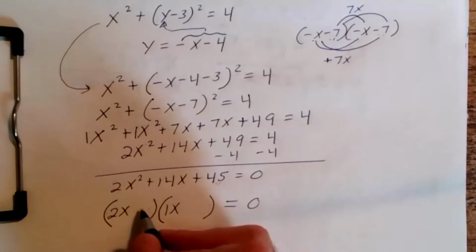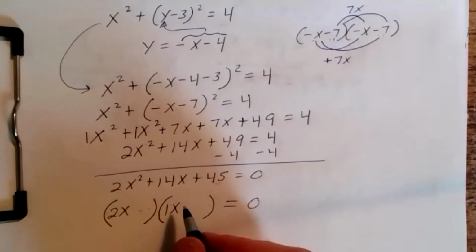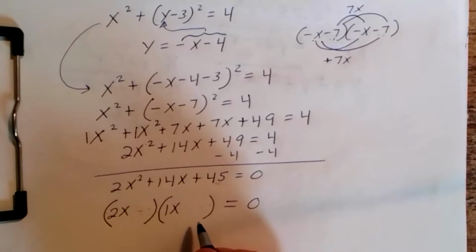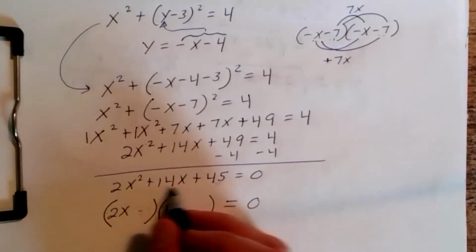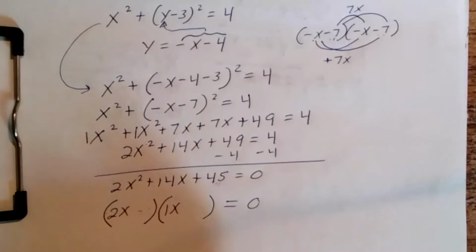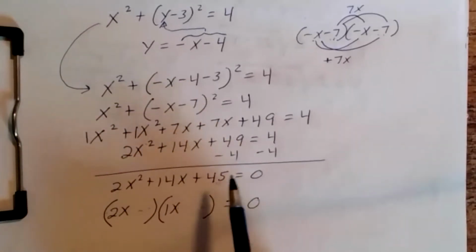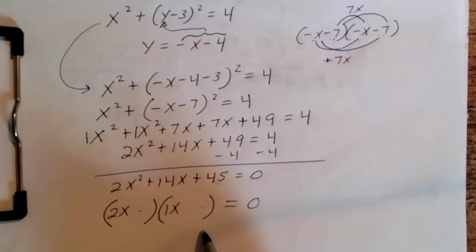Okay. Well, let's see. Wait a minute here. 9 and 5, right? If I put the 5 here, I'll have 10x plus 9x is 19x, not 14x. If I put the 9 here and the 5 here, I'll have 18x plus 5x. That's not going to add up to 14x. It doesn't look like 9 and 5 are going to work here. What else?